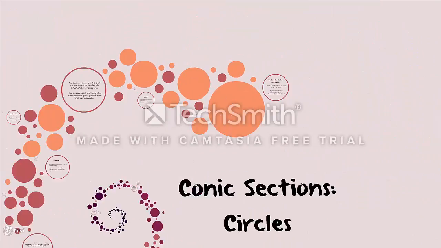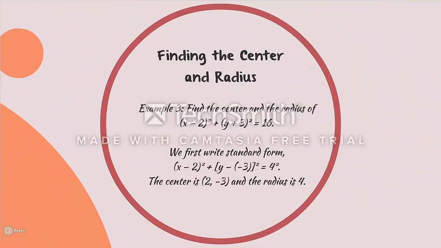Next is finding the center and radius. We have example number 3. Find the center and radius of x minus 2 squared plus y plus 3 squared equals 16. We first write the standard form: x minus 2 squared plus y minus -3 squared equals 16. The center is point (2, -3) and the radius is 4.